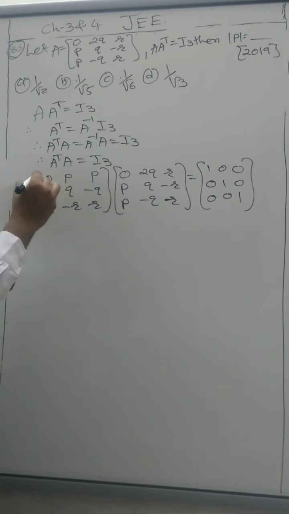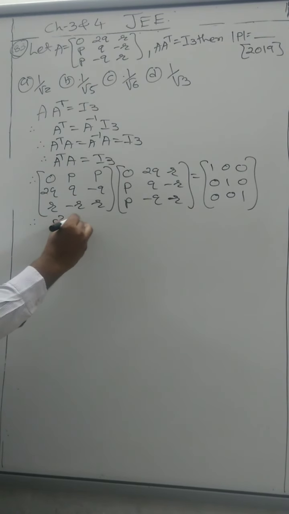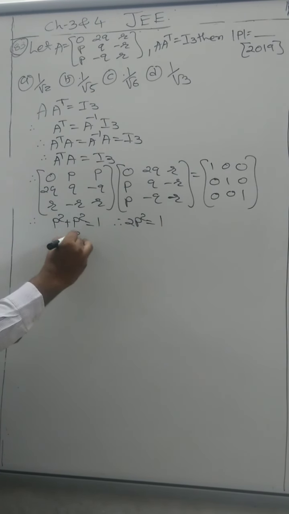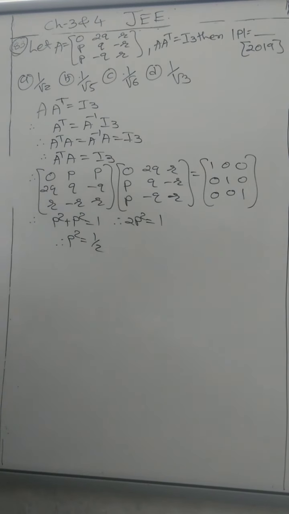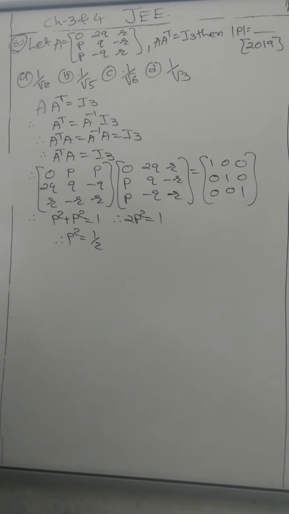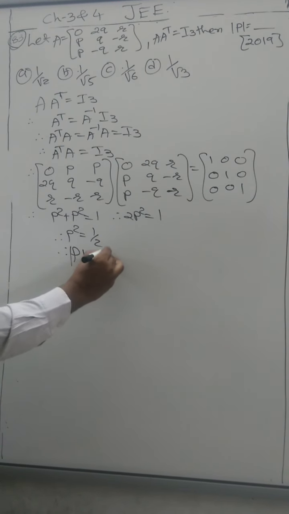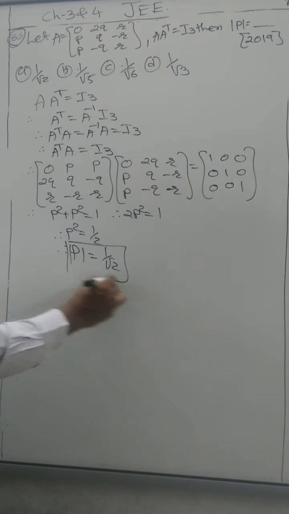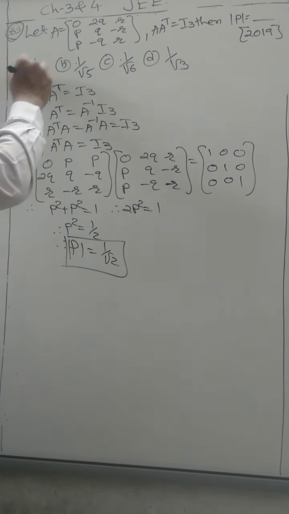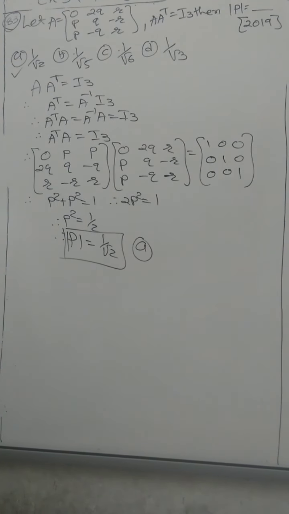Okay. Now we compare the first entry. P squared plus P squared equal to 1 means 2P squared equal to 1, means P squared equal to 1 by 2. P is the value here. The value of P, or rather the modulus of P, is 1 upon root 2. So this is our answer, A. We want to find the value of P, which is 1 upon root 2.